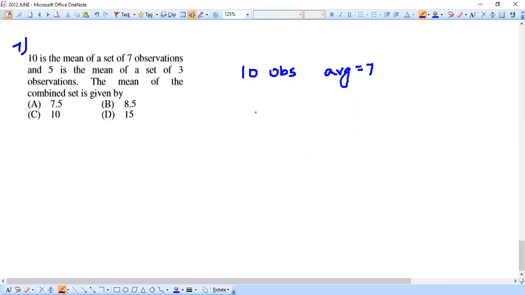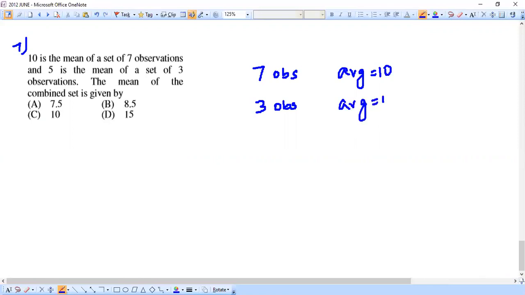And what next? And 5 is the mean of, oh sorry, I've just swapped it, right? I'm extremely sorry. So it is given that 10 is the mean of 7 observations. So for 7 observations, the average is 10. Next, 5 is the mean of a set of 3 observations. So for the next 3 observations, the average is 5. So this is what is given in the question.